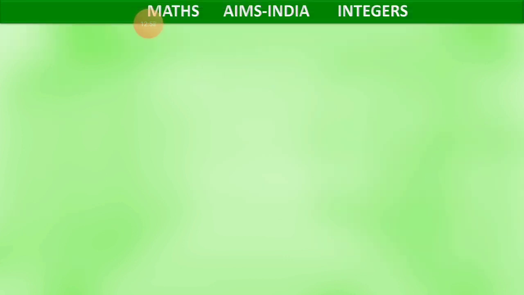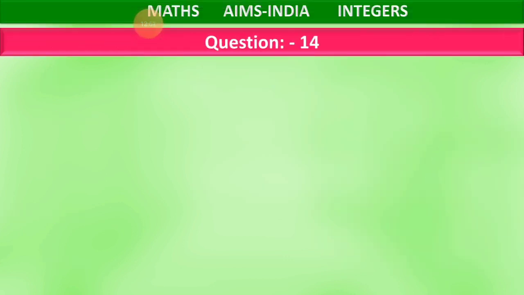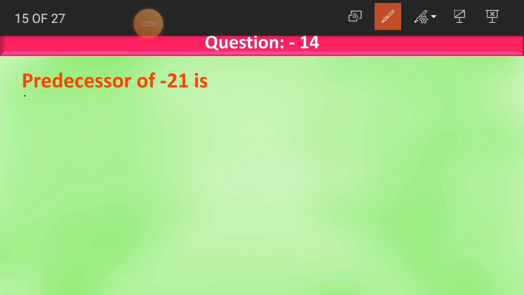Okay, moving on to the next question. Question number 14. Predecessor of minus 21 is dash. What is the predecessor? Pre means before.